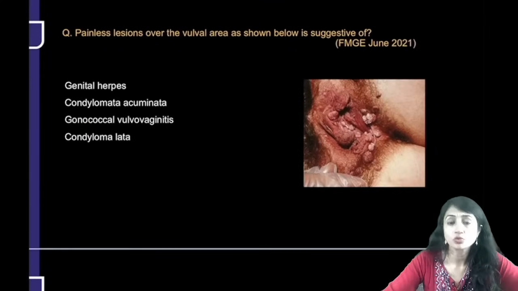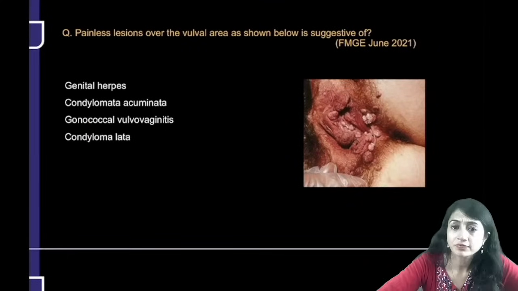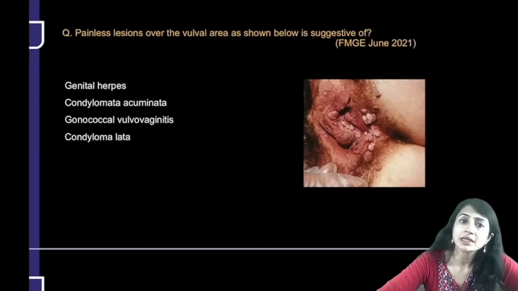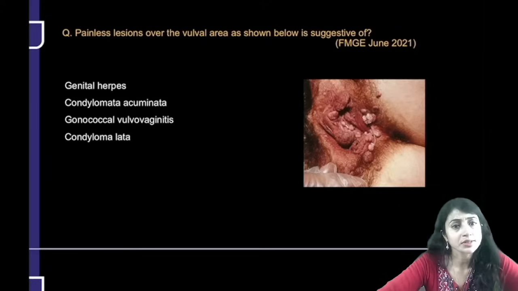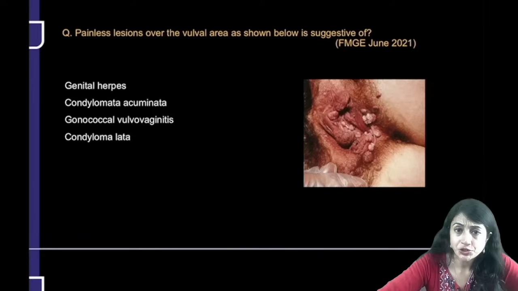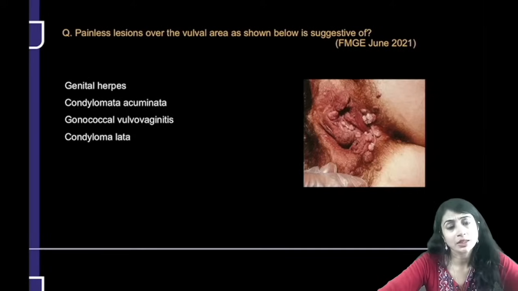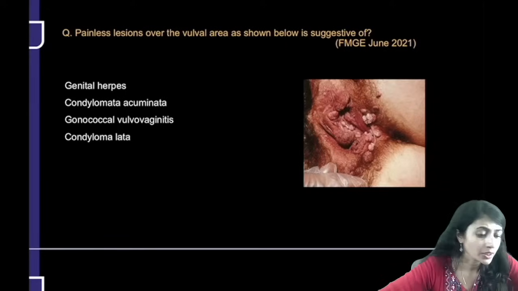Coming to the next question, which I somehow feel is a favorite with the examiners. It's there in NEET PG, it's there in FMGE. Painless lesions over the vulvar area as shown are suggestive of what? So you see painless lesions and you see that they are raised. You see painless skin colored to hyperpigmented papules which are there in the genital area. Okay, yes, so you are all right.